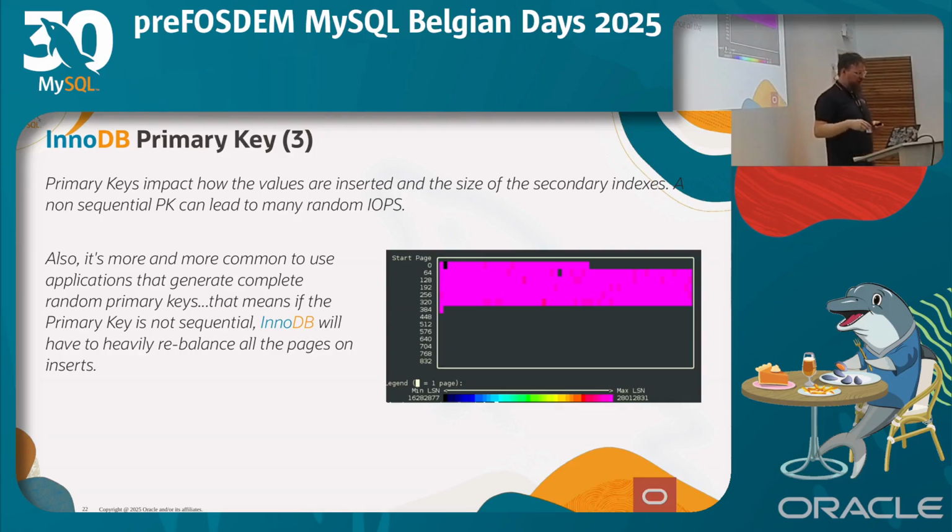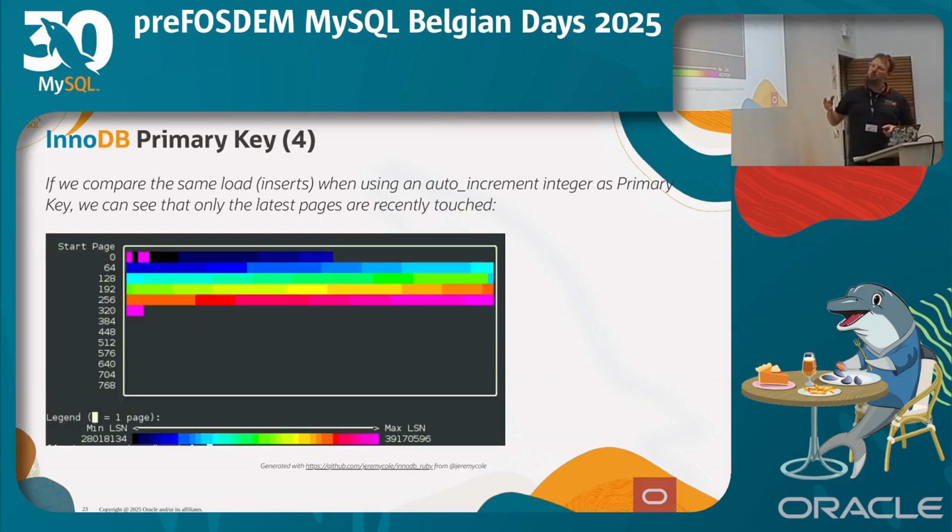So this was a sysbench with a specific design of the table, but InnoDB had to touch everything all the time. Now, if I do auto increment that people are mostly using, what we can see is that the most recently touched pages are the first one for statistics and information about the table, and then the last one.